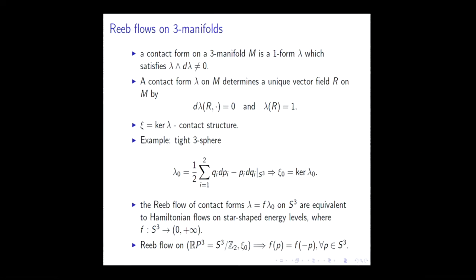So this contact form descends to RP3, the contact structure descends to RP3, and so we may consider symmetric functions, which is equivalent to studying Reeb flows on RP3 with this standard contact structure.